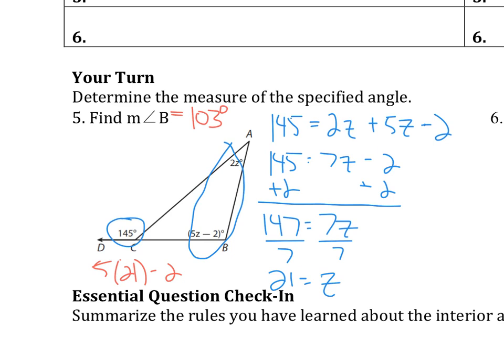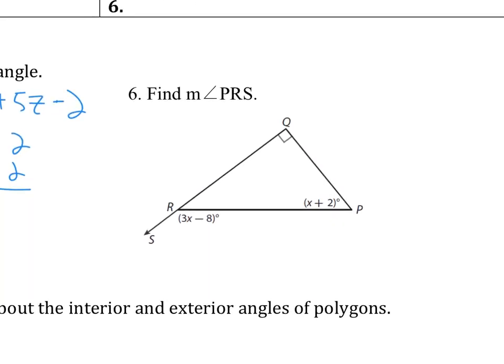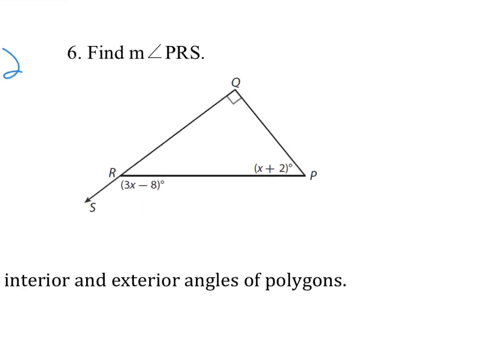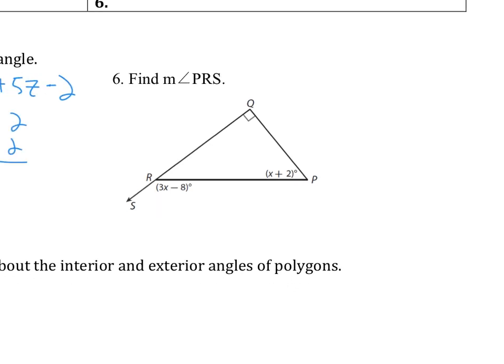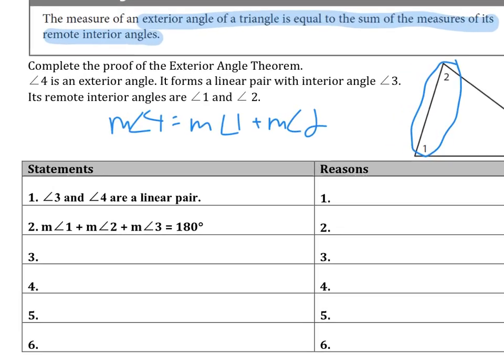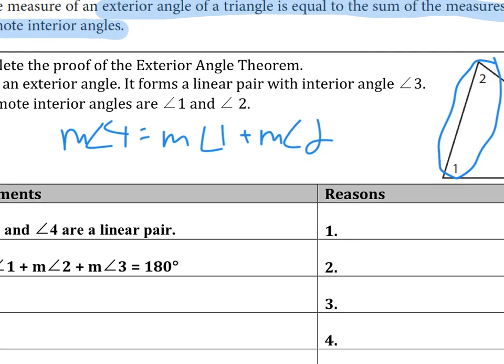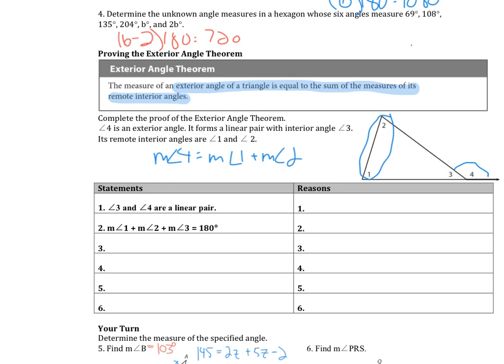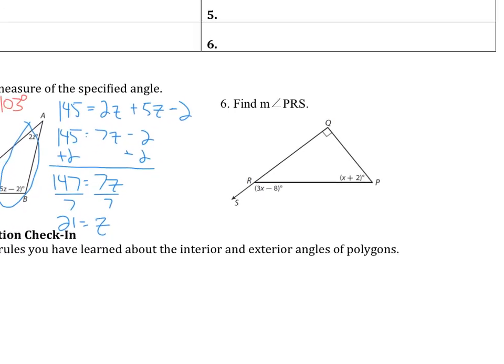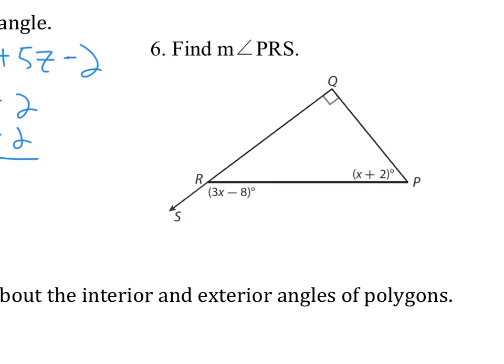All right, number 6. I want you to work on number 6 in your groups, and then we'll come back together and discuss it. One thing that'll help, if we go back up here to our theorem, I stated that the exterior angle, angle 4 in this case, is equal to the two opposite interior angles. So as we go to number 6, which one is our exterior angle?